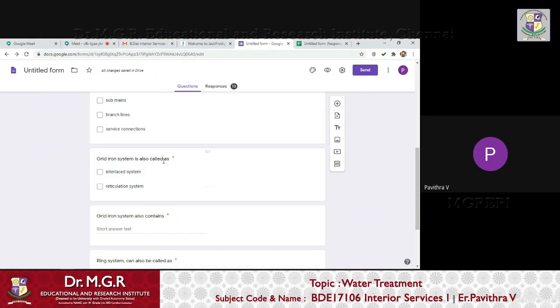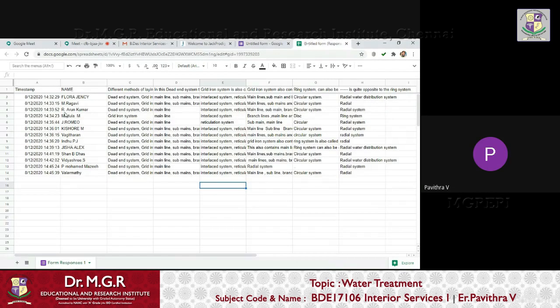So grid iron system is also called as interlaced system or reticulation system. So many of them have given the right answer for that. Again, Ridula and Romeo have given a single answer.